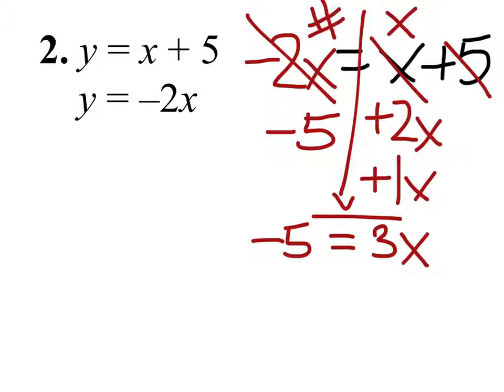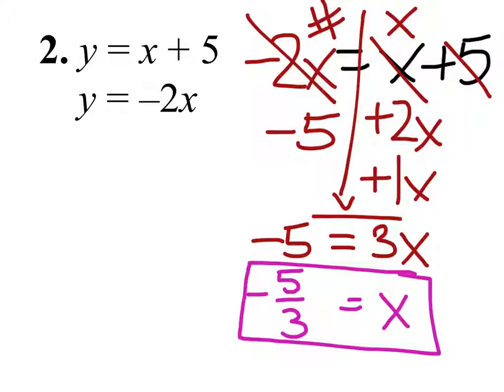Now all I've got to do is see on the poster there, it says step 6. Divide by the coefficient. What's the coefficient of x? 3. So it's negative 5 divided by 3, done.